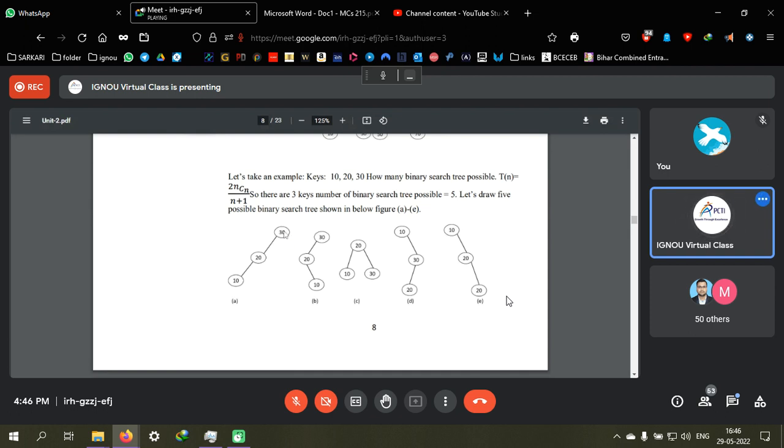So this is 30. Then 20 is less than 30, so it is on the left hand side. 10 is less than 20, so it is also on the left hand side.